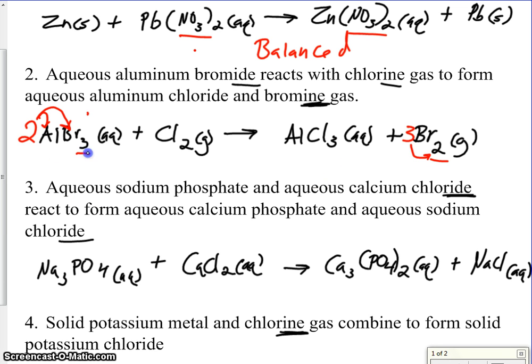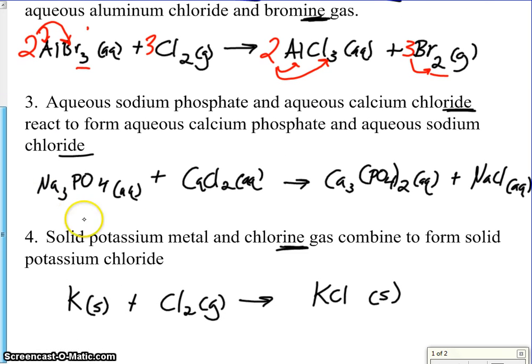Okay, but let's go back and look at our aluminums. I now have 2 aluminums and I still only have 1 over here. So I'm going to put a 2 out in front, and again that gives me 2 aluminums, because it goes to everything in the compound. It also means it goes to this chlorine. So instead of 3 chlorines, I actually have 6 chlorines. Well, I only have 2 over here. 2 times 3 gives me 6. So now I have 6 chlorines. Just double checking: 2 aluminums, 6 bromines, 6 bromines, 6 chlorines, 6 chlorines. This one is now balanced.